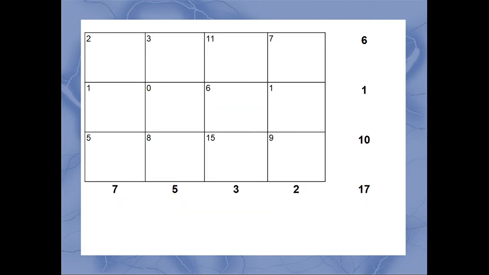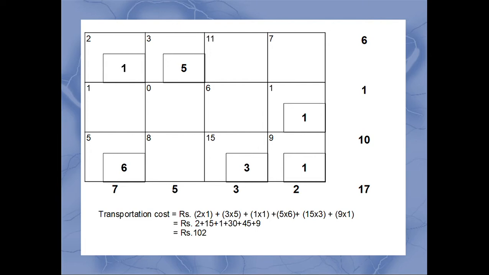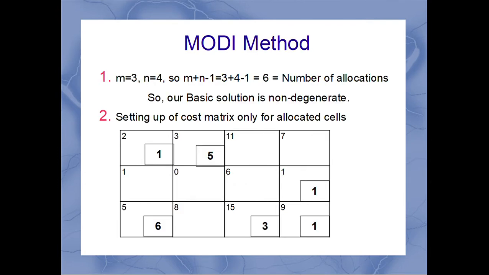This is our example, and we have taken the allocations we got from the VAM method. I have taken the VAM method because, comparing all the 5 methods we have used to find the basic solution, the VAM method has given the most optimal solution. This is our allocation from the VAM method, and we have got a transportation cost of 102 rupees. Here we are starting our Modi method.